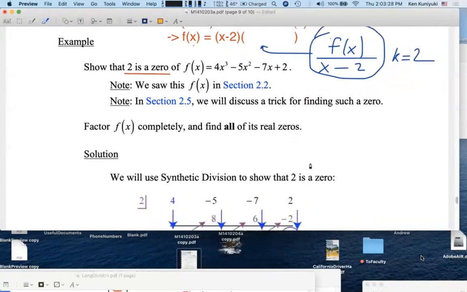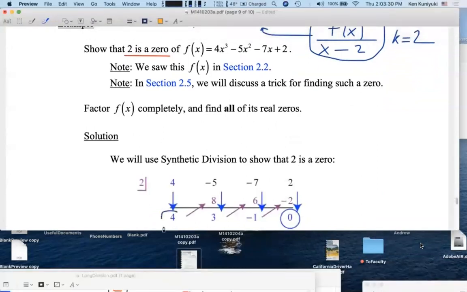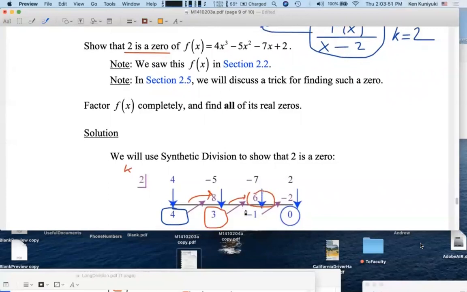All right. We bring down the 4. 4 times 2 is 8. We multiply by k. K is 2. We add down. Negative 5 plus 8 is 3. 3 times 2 is 6. Negative 7 plus 6 is negative 1. Negative 1 times 2 is negative 2. And finally, 2 plus negative 2 is 0.